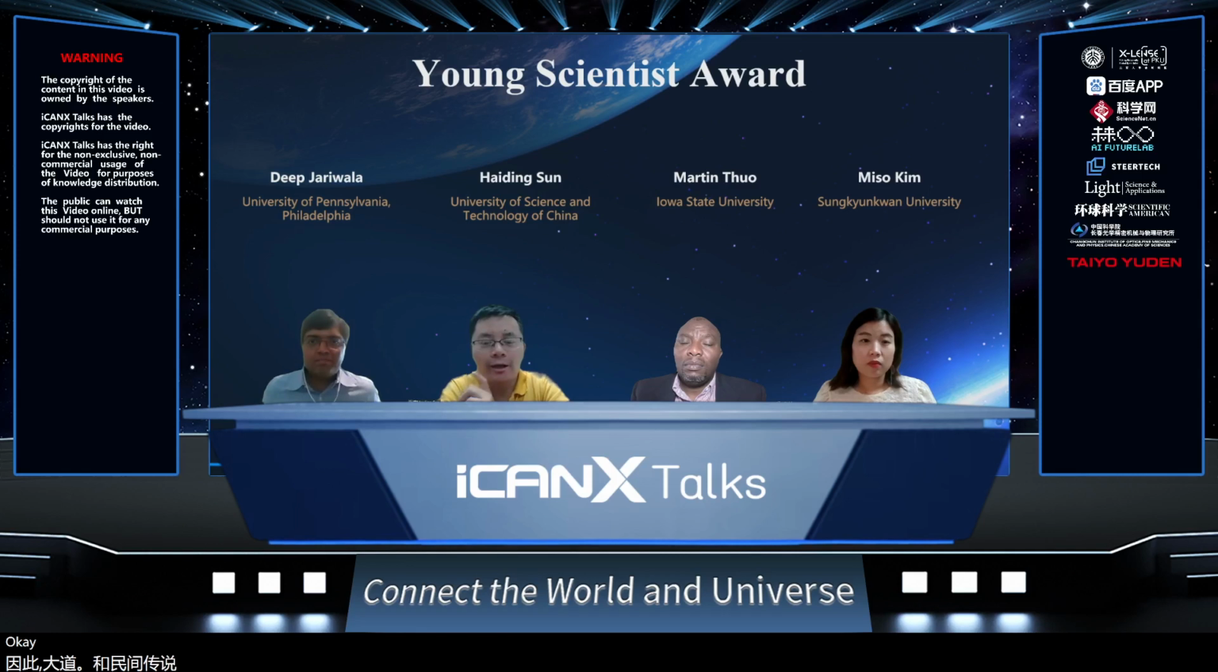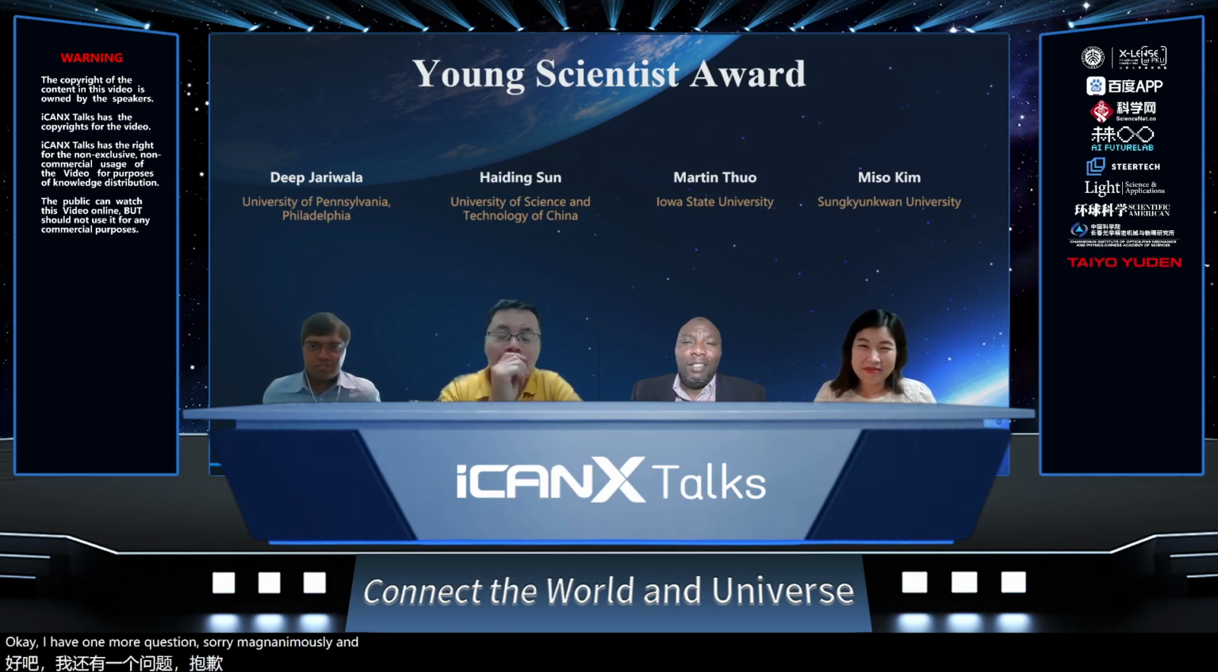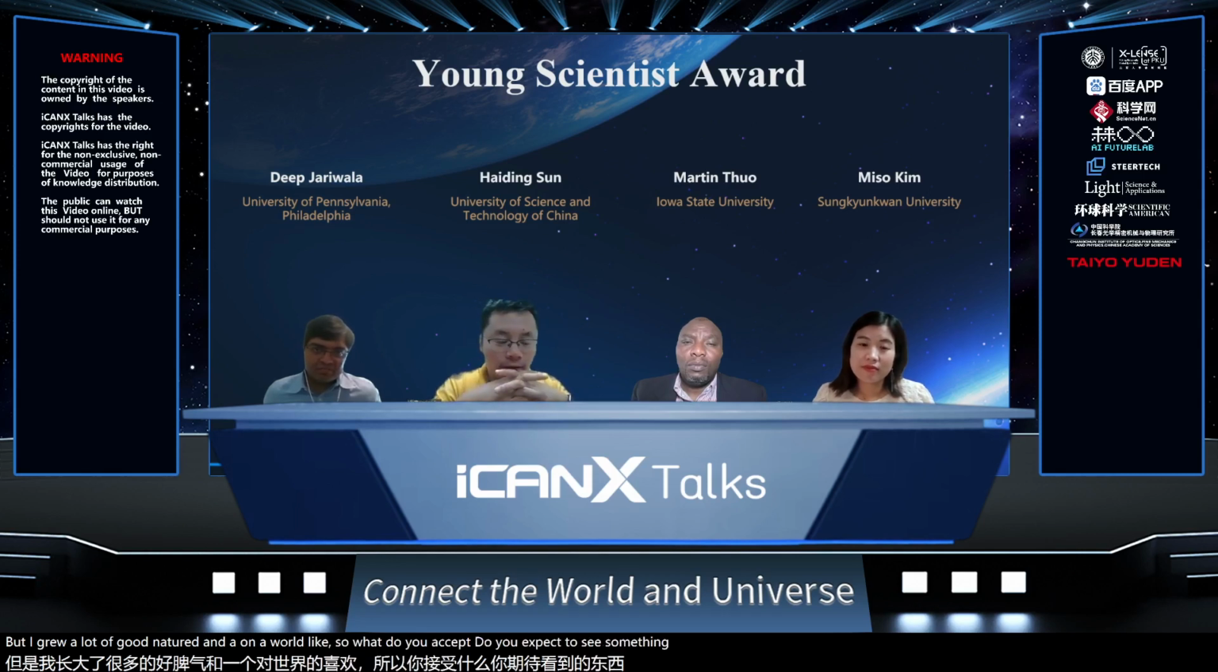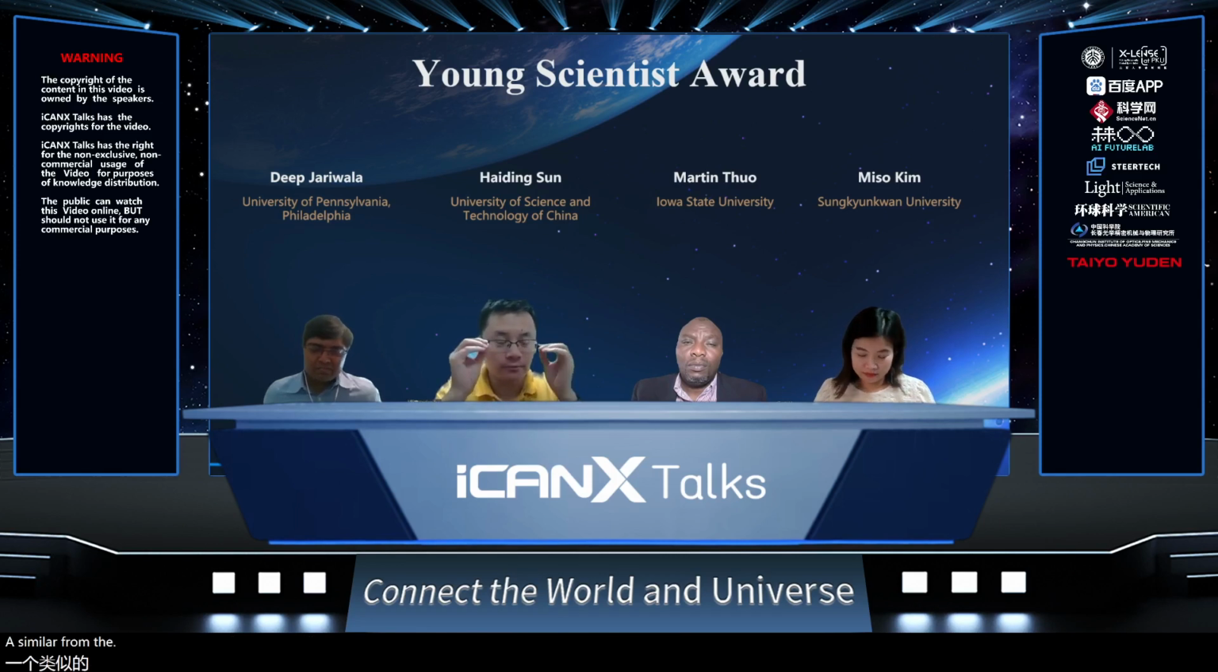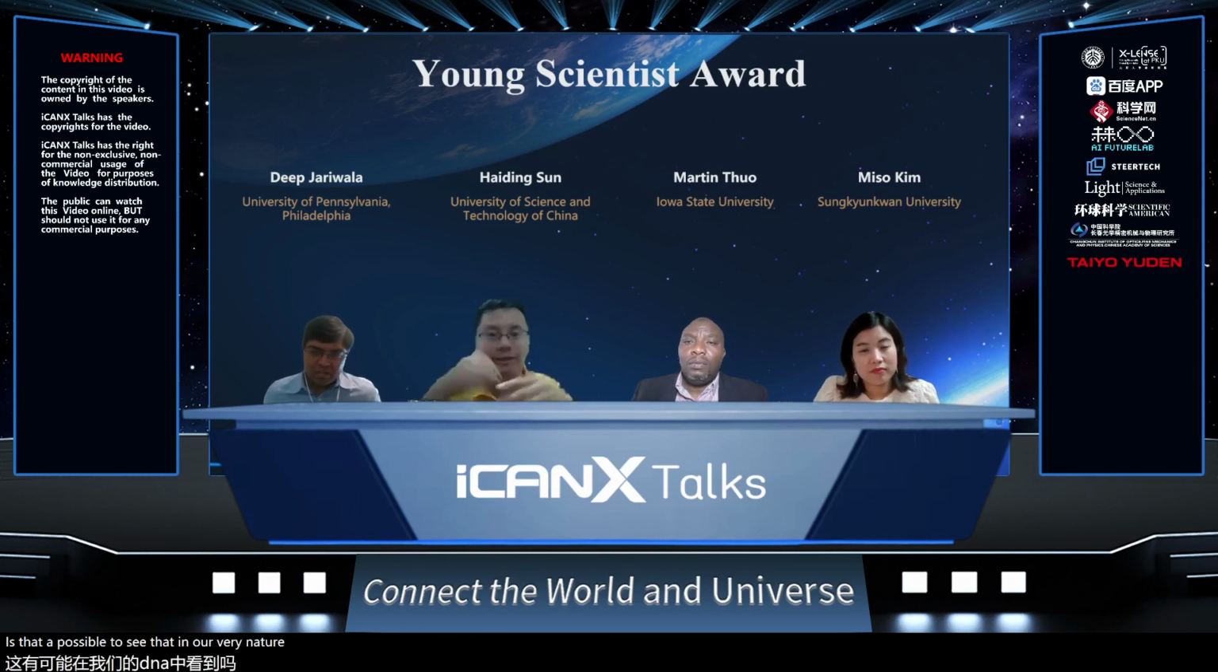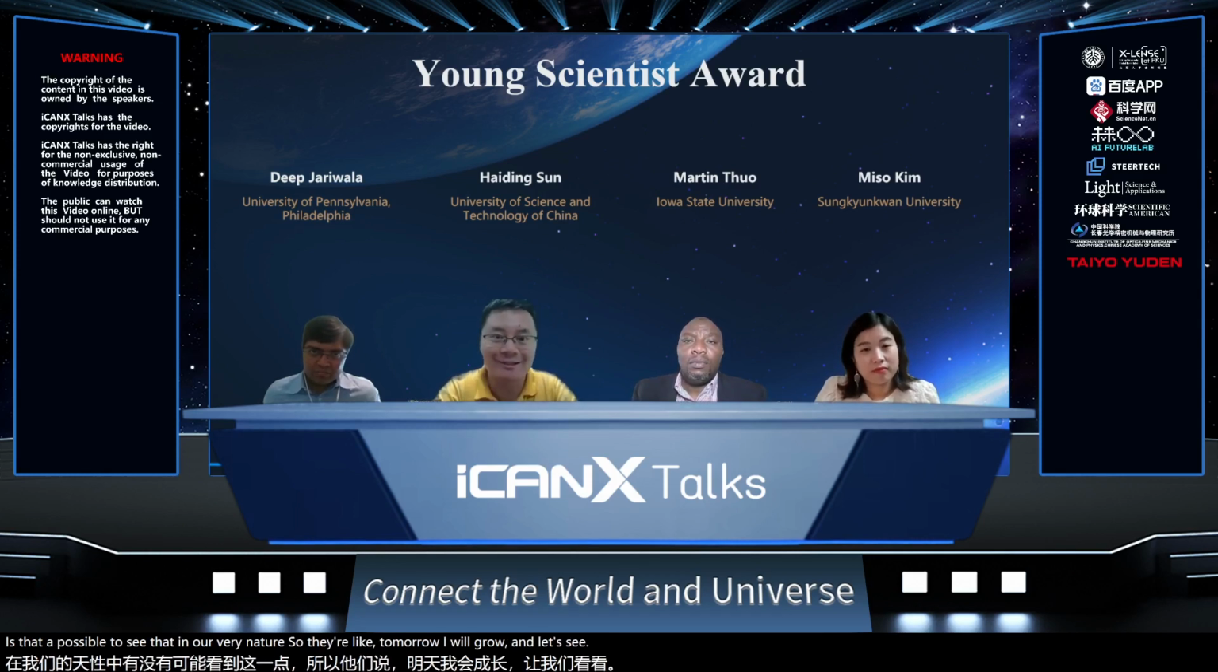Okay, great. I have one more question. Sorry, Martin and Misu. And very interesting on stacking different materials. So I was wondering, have you thought about, rather than using, for example, MoS2 with boron nitride, because I grow a lot of gallium nitride and aluminum nitride quantum wells, right? So what do you expect? Do you expect to see something similar, fundamental, whatever plasmonics or cavities, whatever you see? Is that possible to see in our gallium nitride? If so, then tomorrow I will grow and let's see what's going to happen.